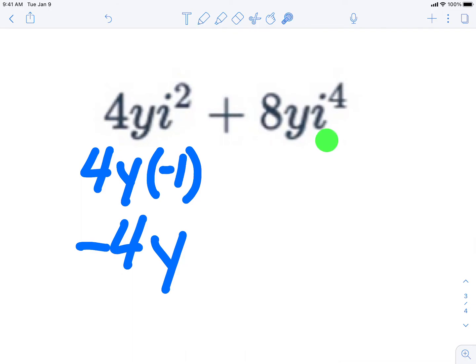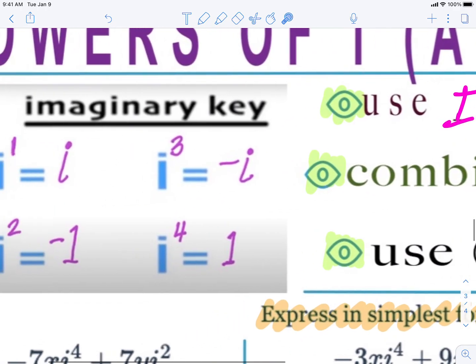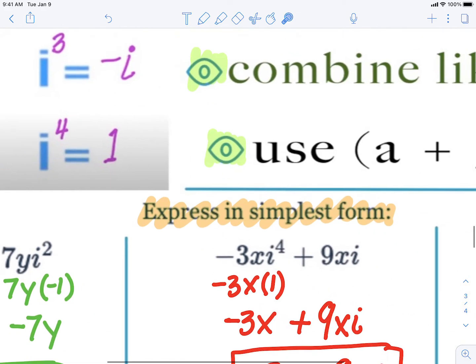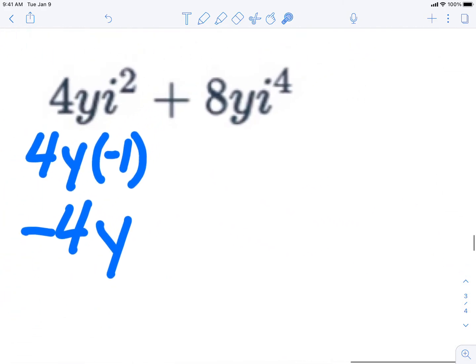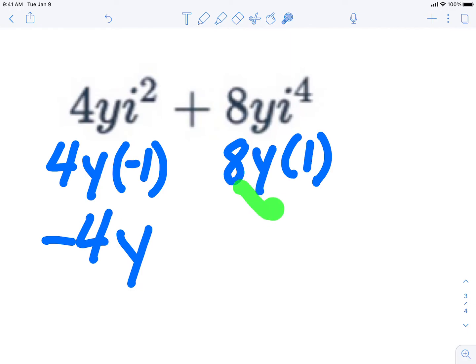Okay? i to the fourth. What is i to the fourth in our imaginary key right here? Can't find it. There it is. i to the fourth is 1. So let us substitute i to the fourth as 1. And I'm going to bring down my 8y. So 8 times 1 is 8y, and that's a positive.